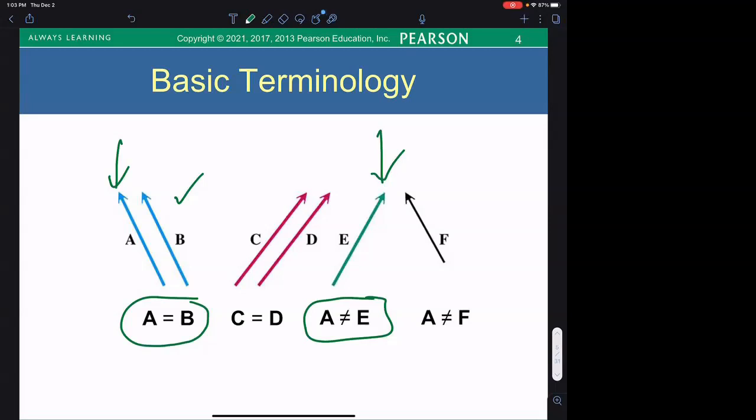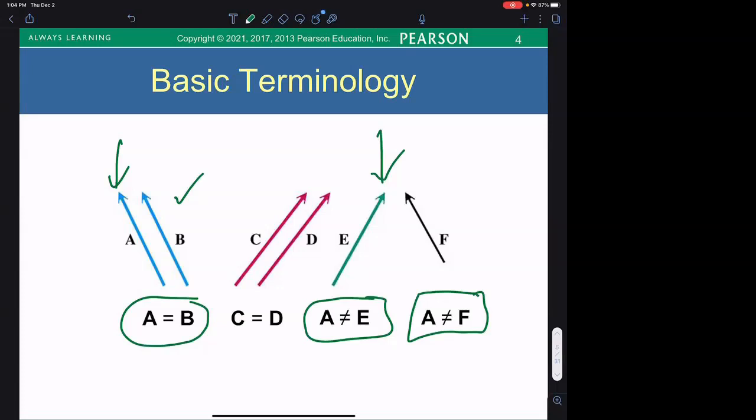Then similarly, they're saying A is not equal to F. So I think the idea with E is that E and A are the same length but a different direction, so therefore they're not equal. And F is in the same direction as A, but it's not the same length, so for that reason, they're not equal as well. So they're showing you that vectors are not equal if the direction is different or if the length is different. Either one of those being different will mean that the vectors are not the same vector, are not equal vectors.